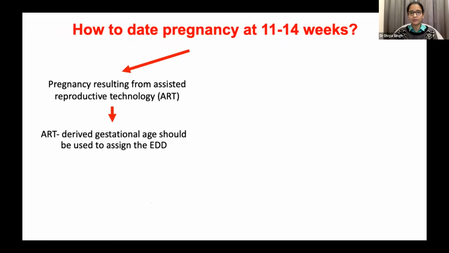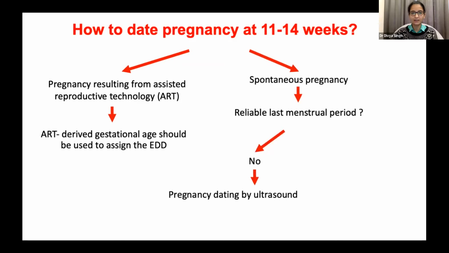Just a recapitulation of how to date pregnancy at 11 to 14 weeks. Now, if the pregnancy has resulted from assisted reproductive technology or ART, then one can use the embryo transfer or the blastocyst transfer date to arrive at the gestational age and determine the expected date of delivery based on that. However, if it's a spontaneously conceived pregnancy and the lady's last menstrual period is not reliable, then we would date the pregnancy by ultrasound, that is by the crown rump length that we obtain at this time.